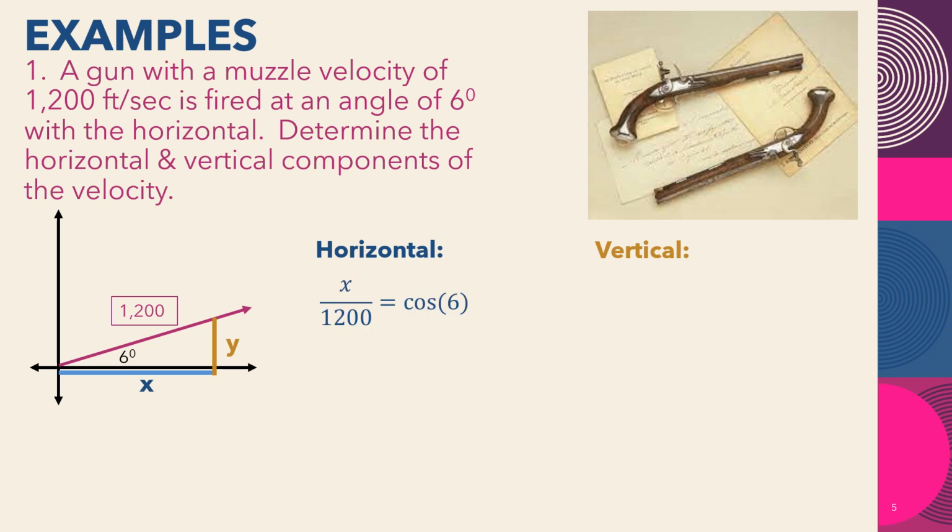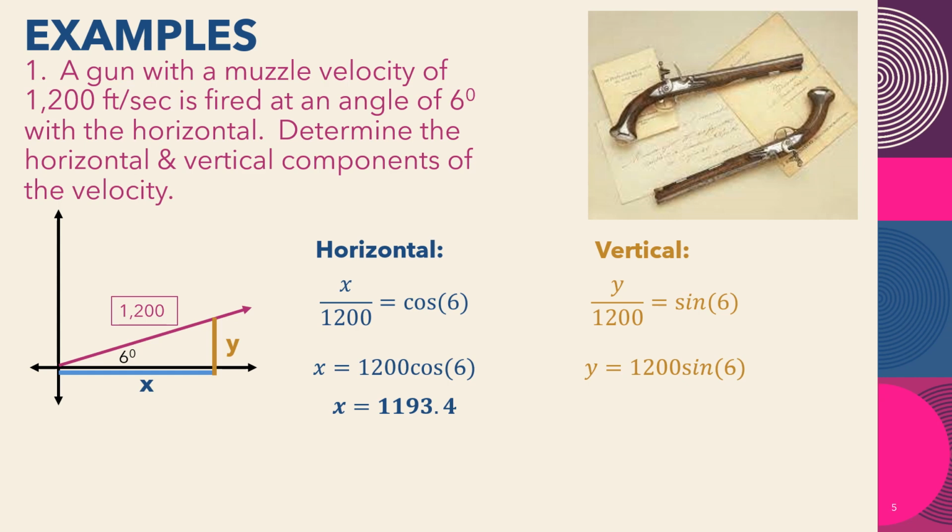Our horizontal is x, so we will do adjacent over hypotenuse equals cosine of the angle. So x over 1,200 is cosine of 6 degrees. Cross multiply, x will be 1,200 multiplied by cosine of 6, which is 1,193.4 feet per second. Vertically, we're looking for y. That's our opposite side over hypotenuse, so sine of 6 is y over 1,200. Cross multiply, and y equals 1,200 multiplied by sine of 6, which is 125.4, again feet per second.